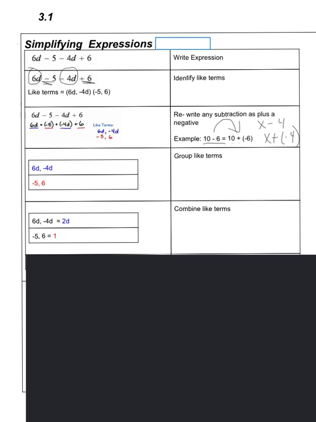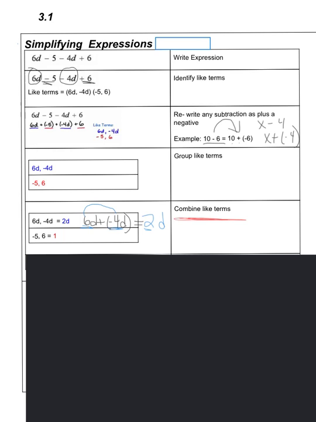Now I'm going to combine like terms. My first group of like terms was 6d and negative 4d, which equals 2d when they are combined. So combining like terms is just like adding the terms together. So if we look here, I have my 6d and my negative 4d. When we combine 6 and negative 4, that equals 2d. And that's where that 2 came from. We've done nothing to our variable, this d, so that just stays there.